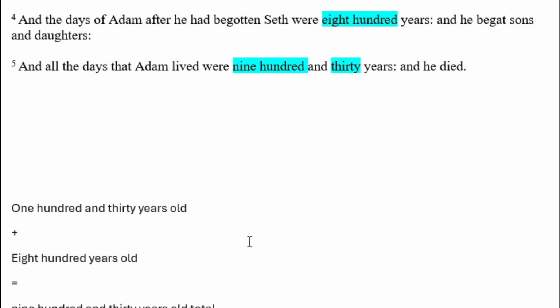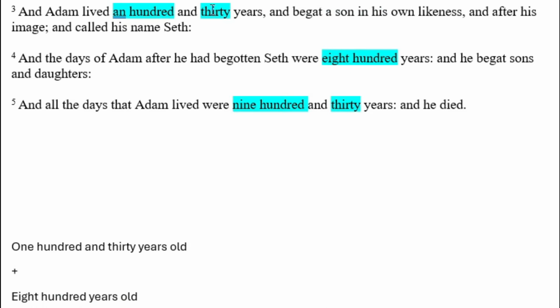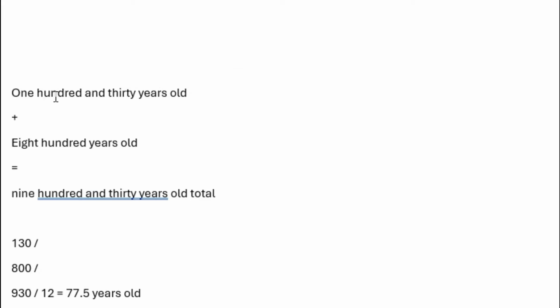This is a puzzle and it's being carried verbally. You have all of the clues within the puzzle in the verbiage, in repeating verbiage. That is how they're nesting clues in here. So we're going to reason through a couple of things here using mental processes. What I've done is take these 130, 800, 930, and put them down here. 130 years, 800 years old. You add those together and you get 930 years old total.